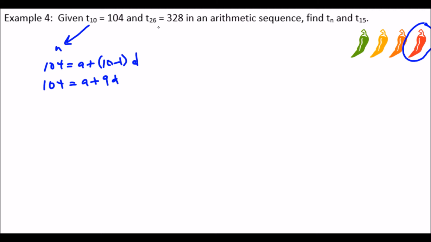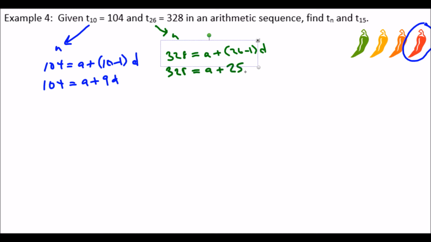My other one, 26. So that would be my n again. So here I'd have 328 is equal to A plus (26 minus 1) D. So 328 is equal to A plus 25D. So I've got two equations, equation 1, equation 2. I'm going to use substitution elimination again, so I'll write the bigger one first, so 328 is equal to A plus 25D. The other one I'm going to write is 104 equals A plus 9D.